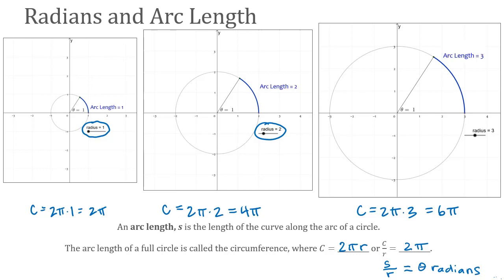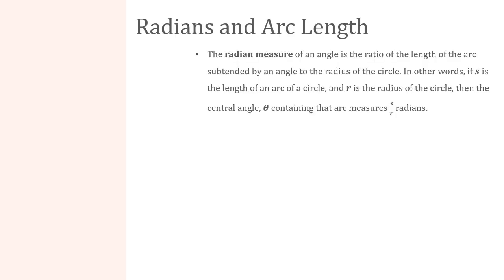We now have radian measure defined and can formalize it as follows. The radian measure of an angle is the ratio of the length of the arc subtended by the angle to the radius of the circle. In other words, if S is the length of an arc of a circle and R is the radius of the circle, then the central angle theta containing that arc measures S over R radians.